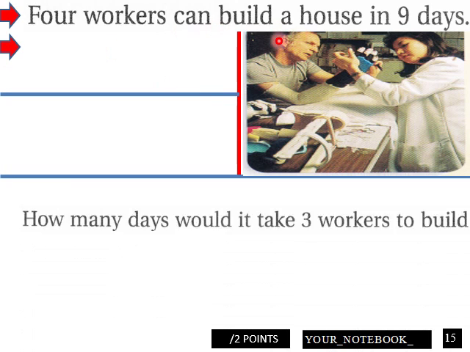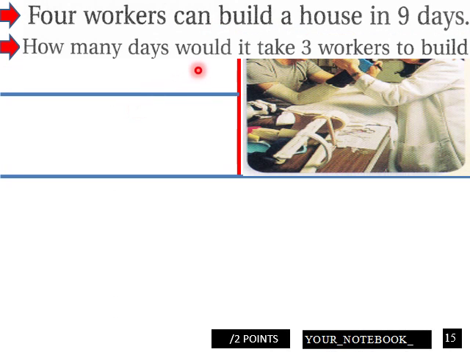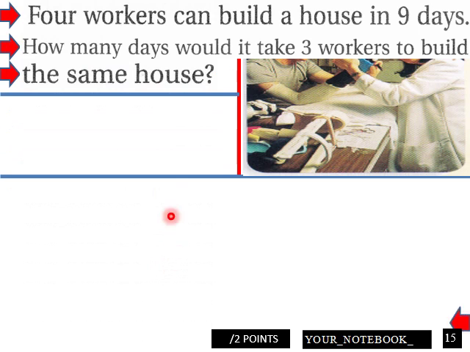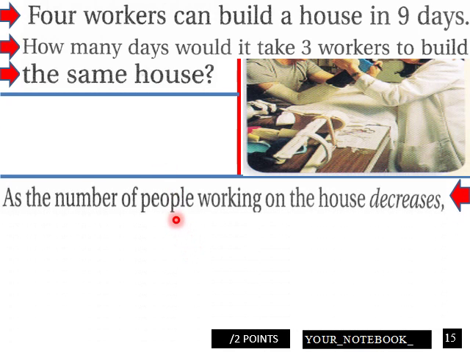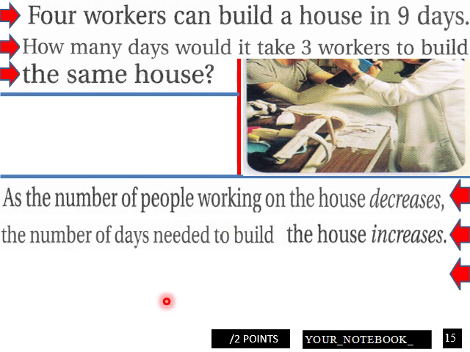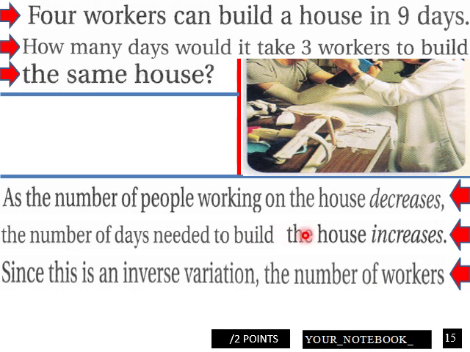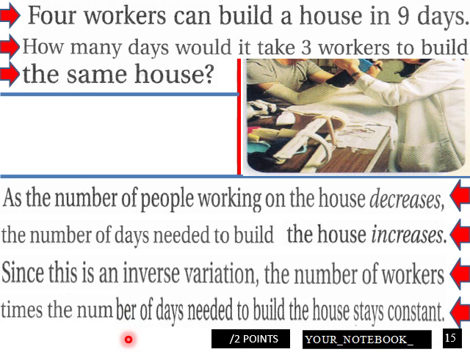4 workers can build a house in 9 days. How many days would it take 3 workers to build the same house? As the number of people working on the house decreases, the number of days needed to build the house increases. This is an inverse variation. The number of workers times the number of days needed to build the house.